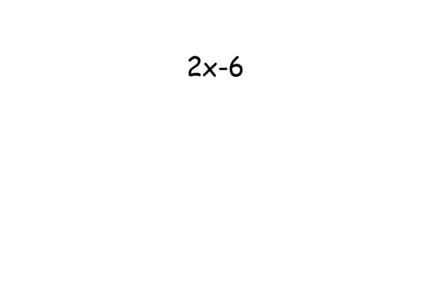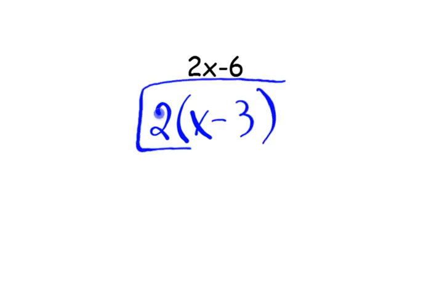When you have a binomial, the first thing you want to look for is, is there a common factor? So do 2x and 6 have a common factor? They have a common factor of 2, so we factor out the 2. 2x divided by 2 is x, and negative 6 divided by 2 is negative 3. And that's factored because x minus 3 doesn't factor any farther.